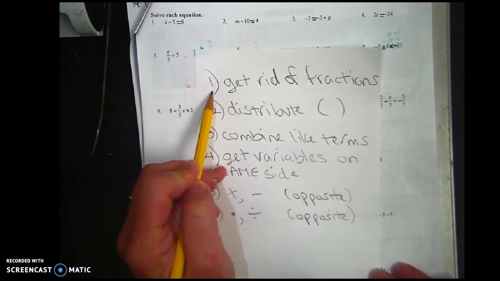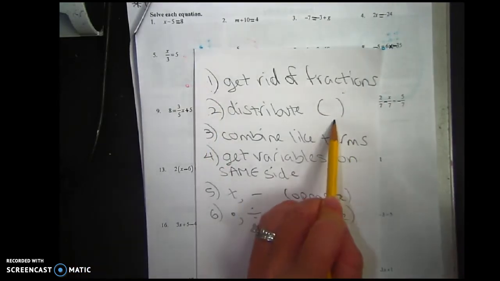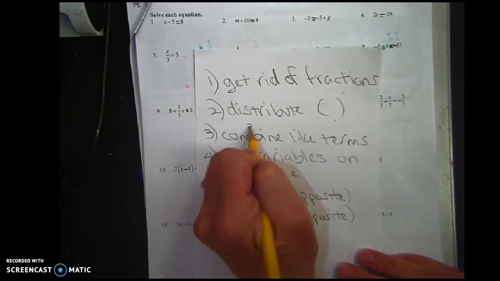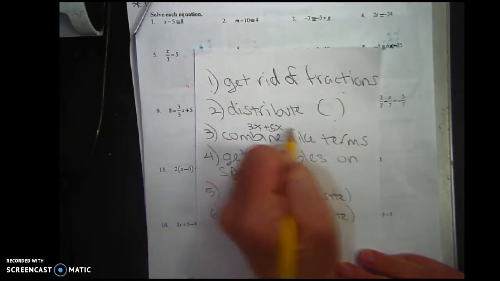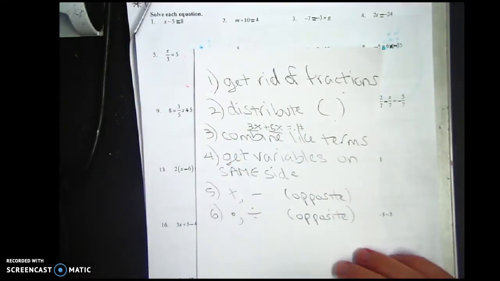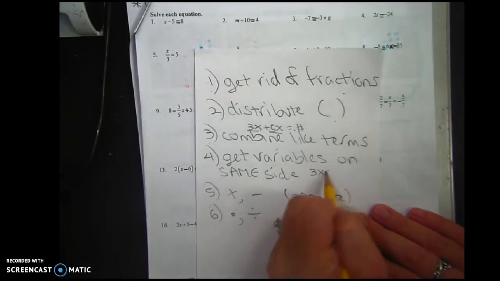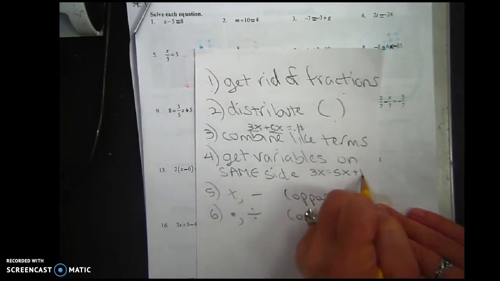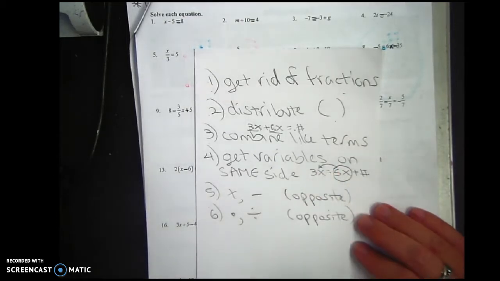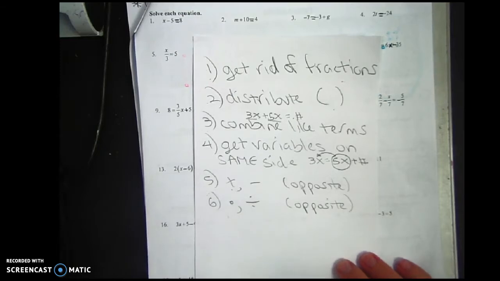So the first thing I like to do is get rid of fractions because that's what I think is intimidating. Then I do parentheses. Then I combine like terms, which means things that are on the same side. So if I have 3x plus 5x equals a number, those are on the same side. Okay? Then I get variables on the same side. That's where if I have 3x equals 5x plus a number, and I need to get them on the same side, I take this guy and I move it over there. Then I add or subtract by doing the opposite, and I multiply or divide by doing the opposite.